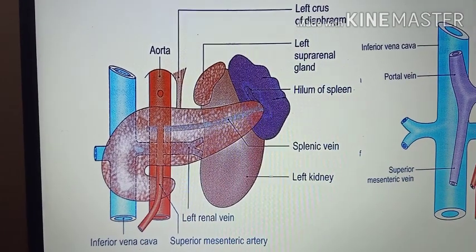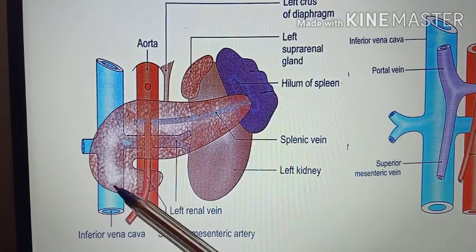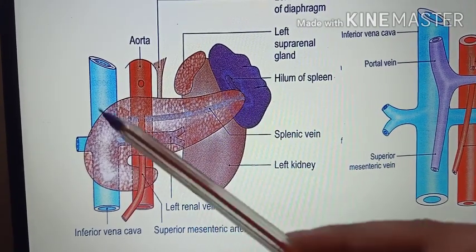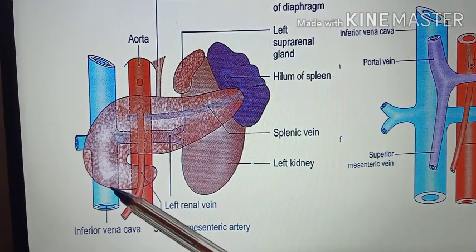Now coming to the relations on the right side. This is the right side, this is the left side. On the right side you are mainly having the inferior vena cava.